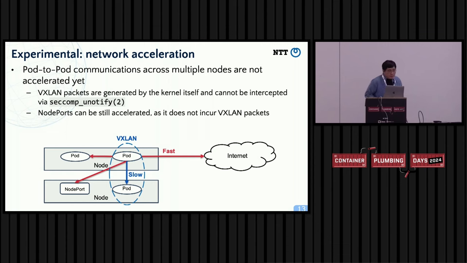And we still can't accelerate pod-to-pod communications across multiple nodes. So we can accelerate pod to pod inside the same node, or pod to internet, or pod to NodePort across multiple nodes. But we still can't accelerate pod-to-pod communications across multiple nodes because the VXLAN packets are generated by the kernel itself and can't be intercepted via seccomp user notification. But we can still accelerate NodePorts across multiple nodes because this doesn't incur VXLAN packets.